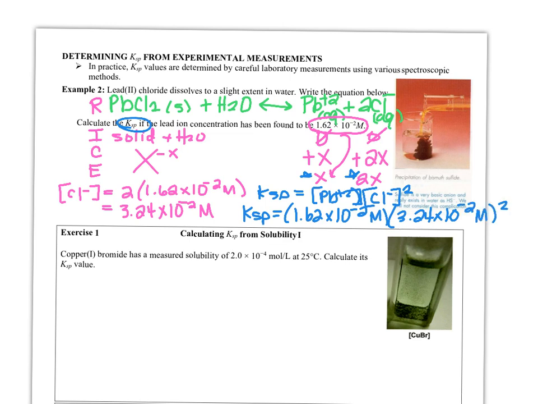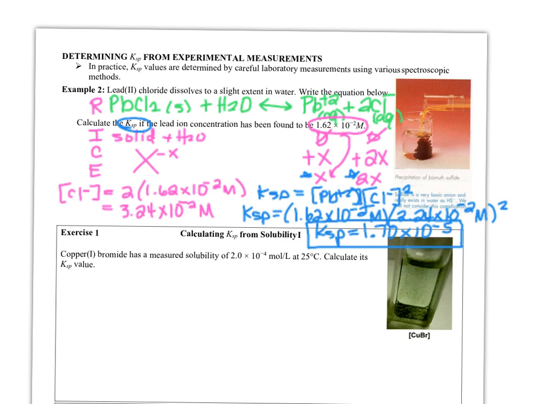All right, so there we go. So easy calculation, plug that into your calculator, and your Ksp is going to be 1.70 times 10 to the negative 5, and we don't have to worry about using any kind of units on our K's. All right, so pretty easy calculation.